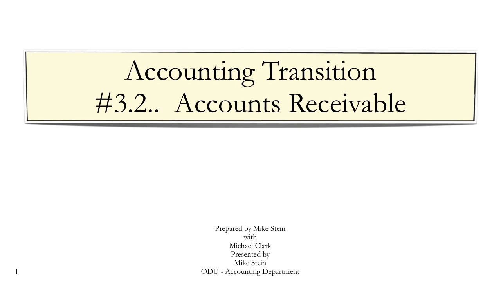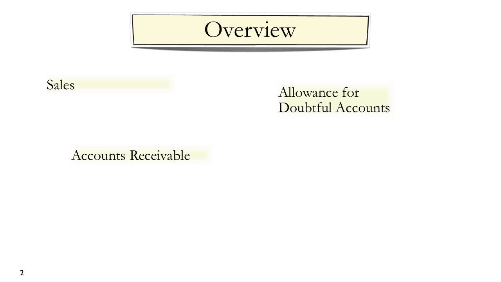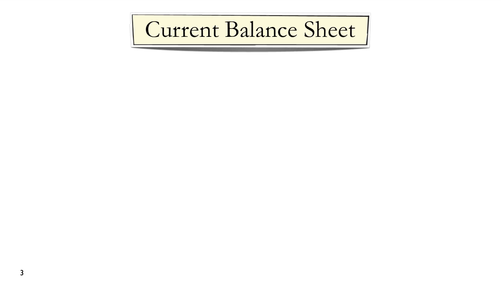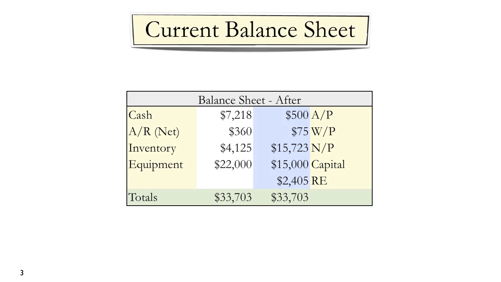In this screencast, we continue our discussion of Bob's Instant Coffee Cart Case, Part 3. We'll look at sales, the accounting for accounts receivable, the allowance for doubtful accounts, and the recognition of bad debt expense. Before we get started, we'll take a quick look at the balance sheet as we left it at the end of the last screencast.